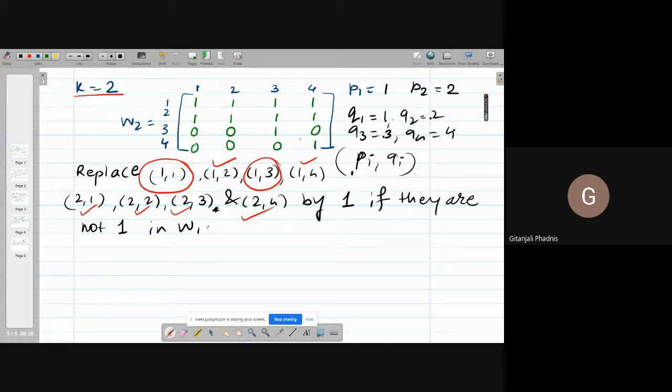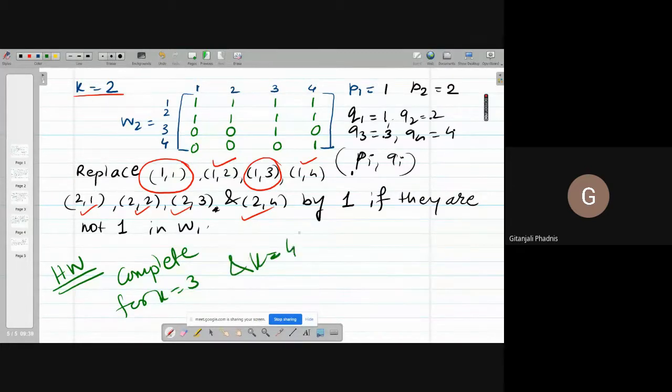Okay, so I think this is 9:38 and we are about to end the lecture. So your homework is to complete for k equal to 3 and k equal to 4. Will you do this? Yes, ma'am. And we will continue in the next lecture, same problem.